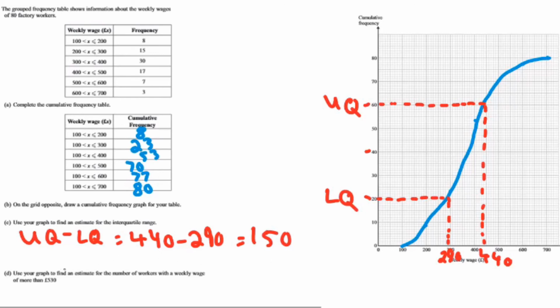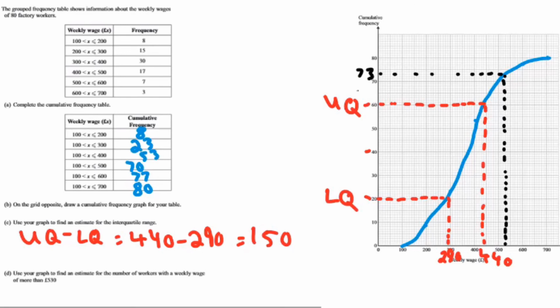Lastly, use the graph to find an estimate for the number of workers with a weekly wage more than 530. Okay, so we're starting with the wage. You'll find 530, so it's going to be here. Just work our way up to the line. If you're doing this on your actual paper, I would always advise using a ruler to make sure that you're going straight and you follow the line. Then if we just read across here, that's going to be at 73.